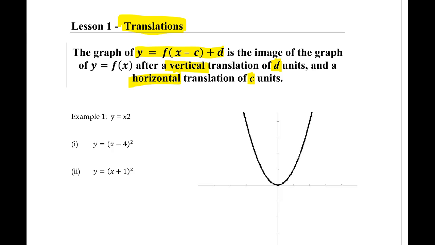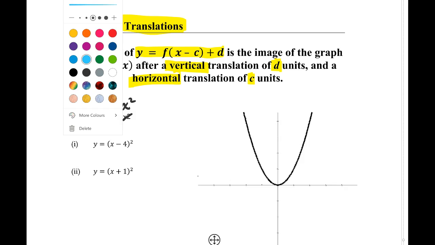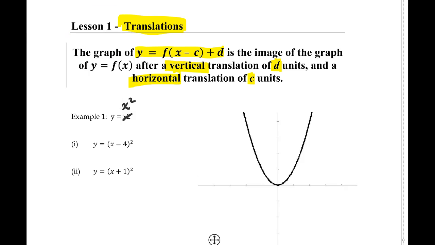Looking at our first graph, just bear with me. I have a typo in my notes that it should be x squared. So we are given the parent function here. I'm going to use some different colors here to actually help me explain what's going on. Sorry, my voice is a little cracky today. I'm not quite sure why. So we've got y equals (x minus 4) squared.